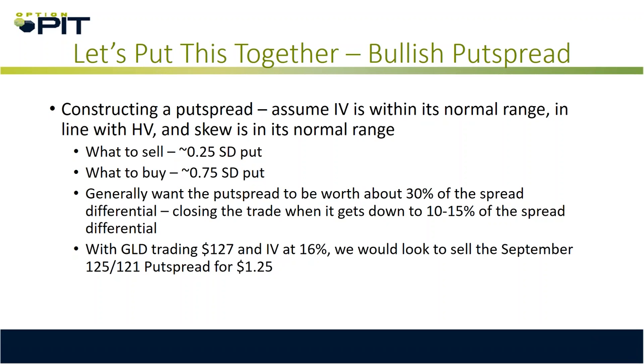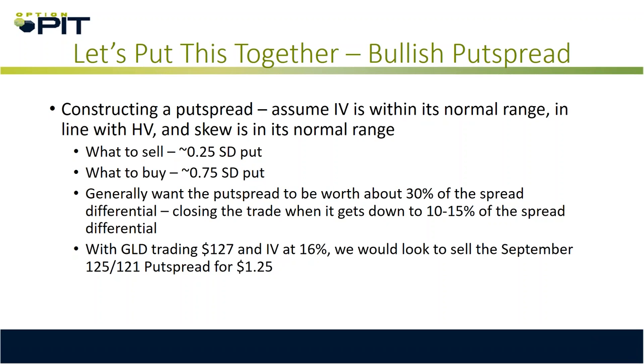With GLD trading at 127 and high ball 60% again, this would put us in the September 125, 121 put spread, about a buck and a quarter, so a little more than 30%. Looking at exiting that around 40 cents, 45 cents, maybe in that range. That would be a great pickup here.